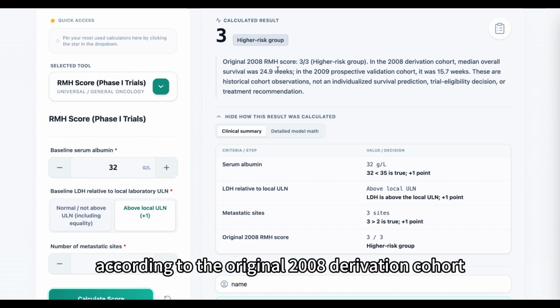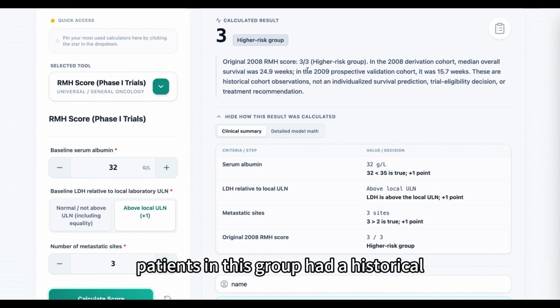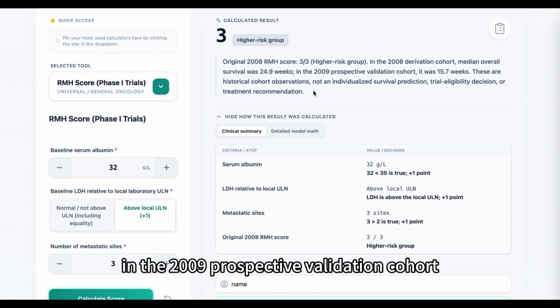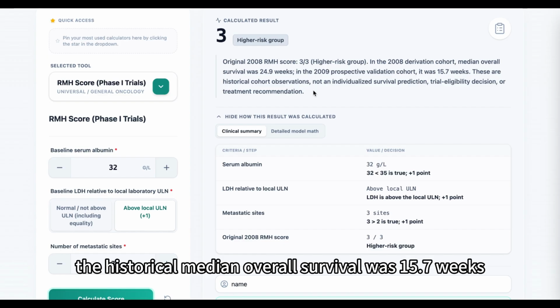According to the original 2008 derivation cohort, patients in this group had a historical median overall survival of 24.9 weeks. In the 2009 prospective validation cohort, the historical median overall survival was 15.7 weeks.